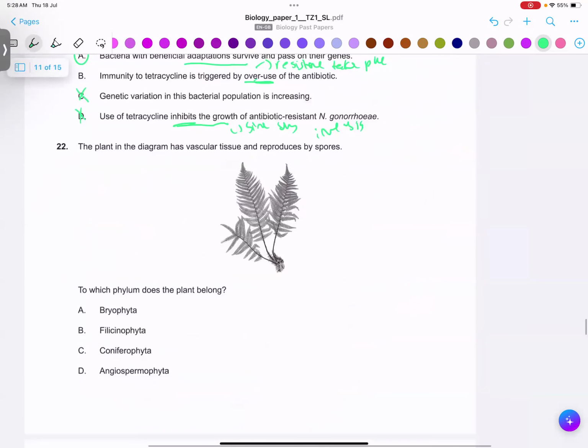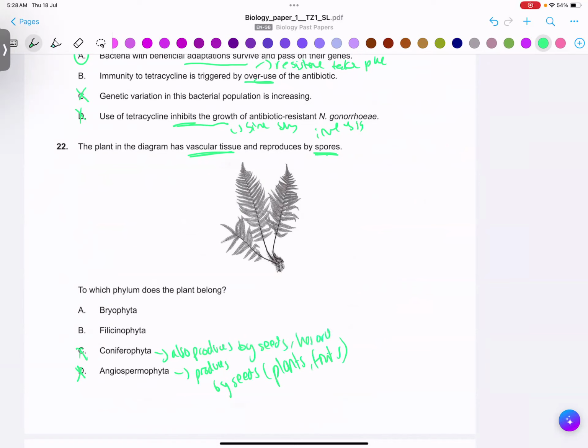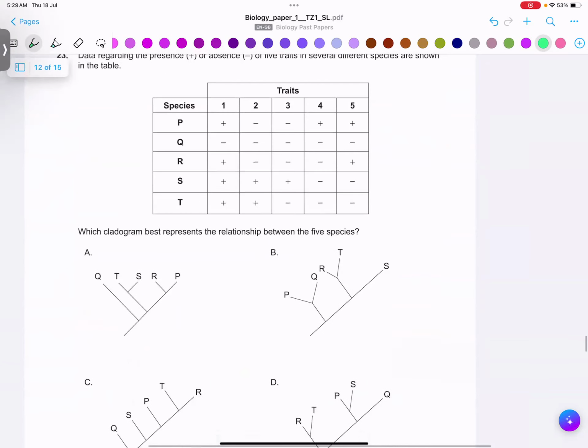Now we have 22. The plant in this diagram has vascular tissue and reproduces by spores. I love this lesson, it's so easy. So we do know that this reproduces by spores and has vascular tissue. Angiospermophyta in D reproduces by seeds, with fruits, so it's not Angiospermophyta. It's not Coniferophyta because it also reproduces by seeds and has ovules. And it's not Bryophyta because it has no vascular tissue. So our answer is Filicinophyta. This is really easy, you just have to know your lesson. I love this one, it's very cute.